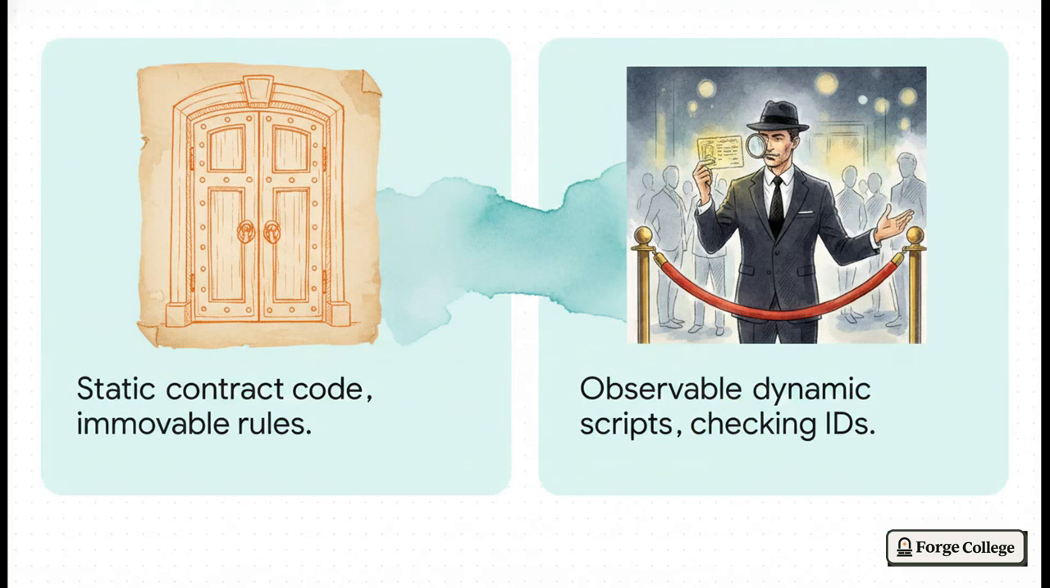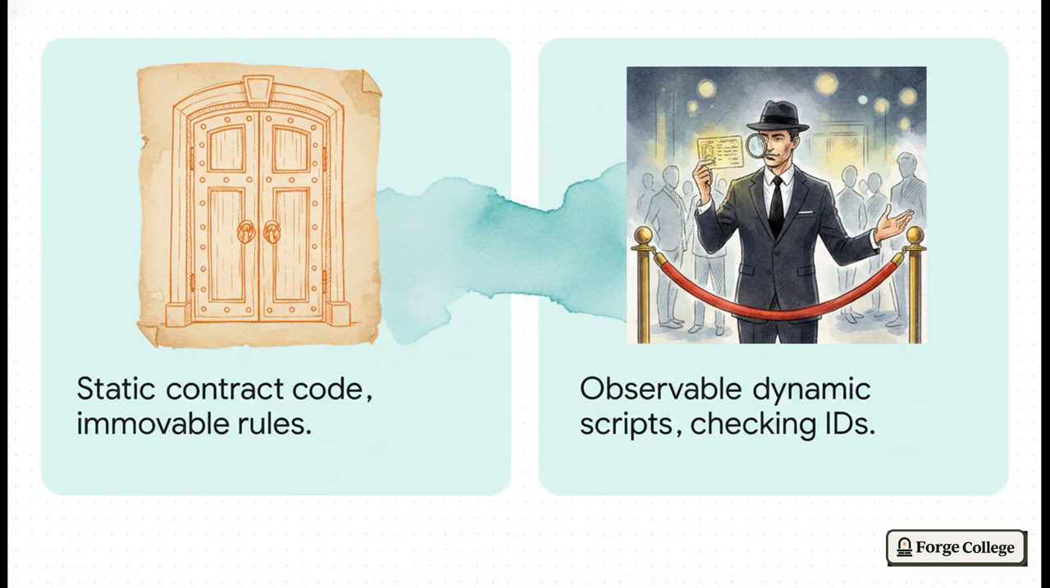Now, you might be wondering, why do we even need these scripts in the first place, right? Like, why can't we just trust the contract code we already wrote? Well, think of your static smart contract code as the physical, immovable doors of a club. It's compiled logic. It doesn't move. Observable Node.js scripts, on the other hand, are your dynamic testing environment. They're literally the bouncer standing at that door actively checking IDs.